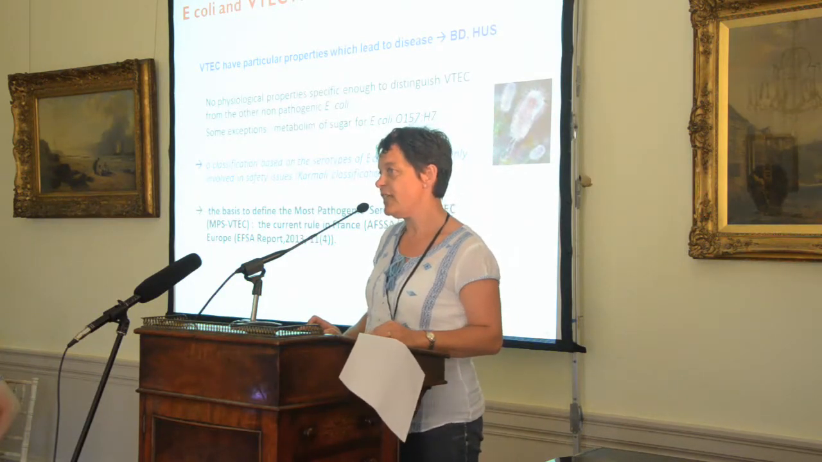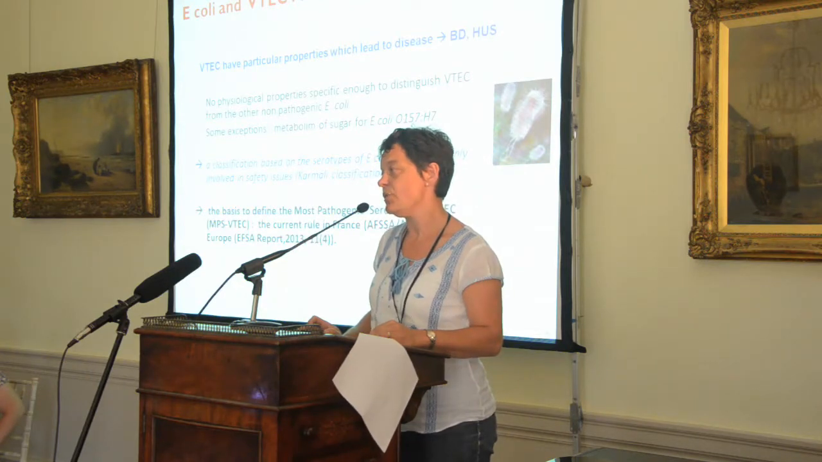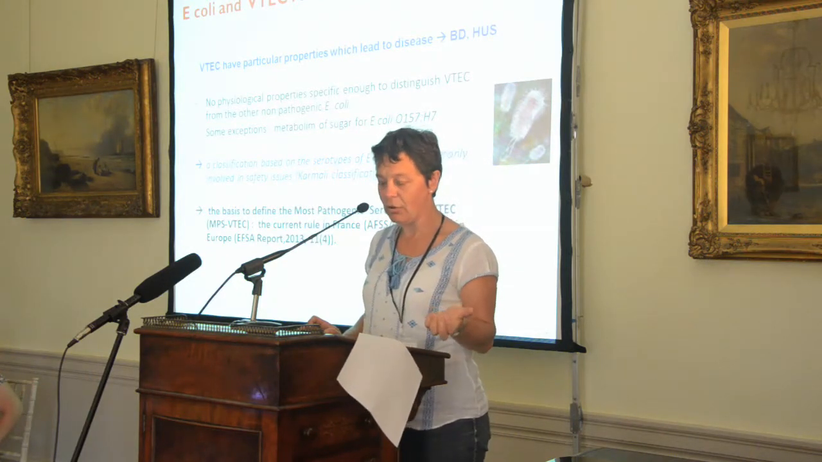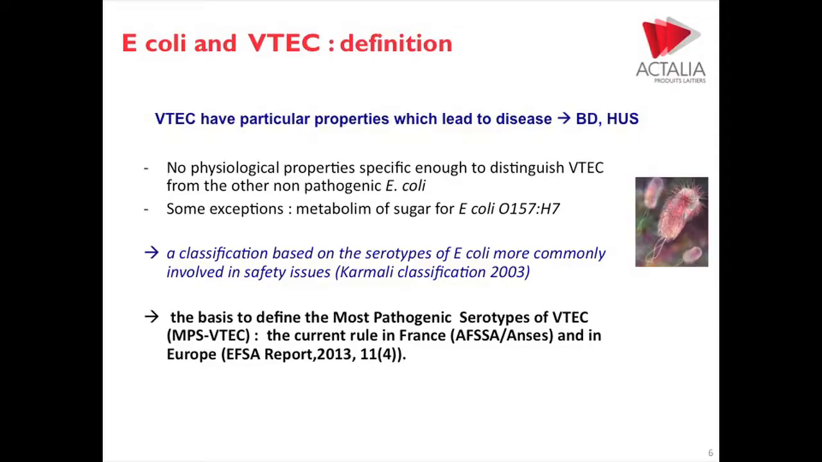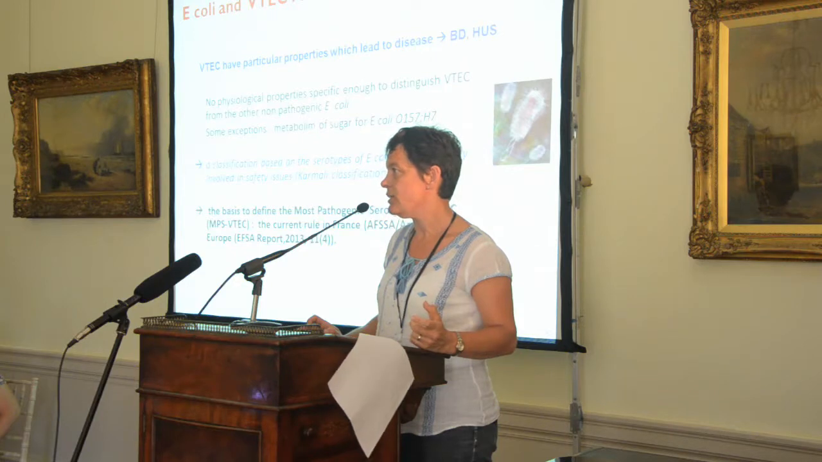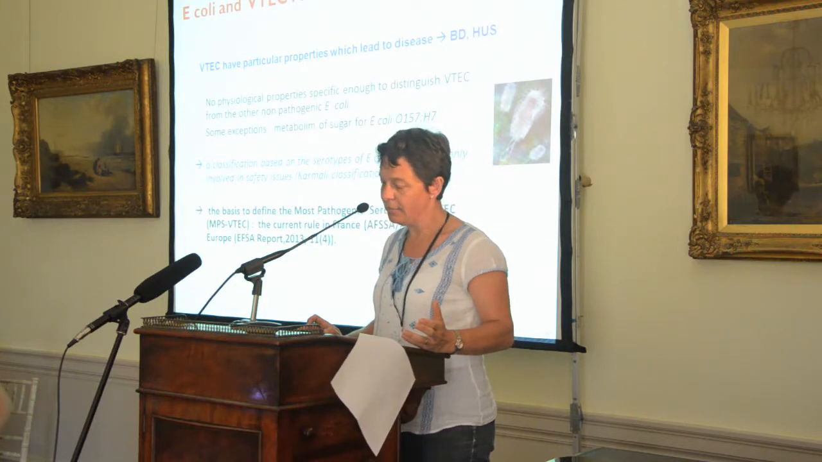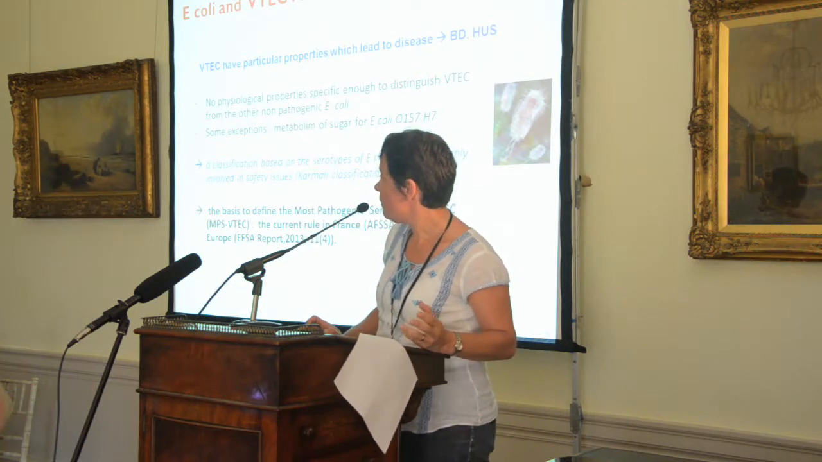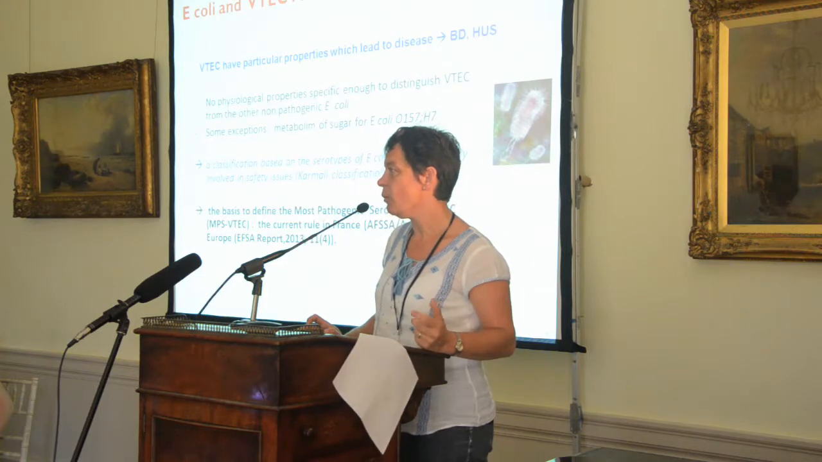When we are speaking about VTEC, the problem to recognize them and to separate them from the whole range of E. coli is that they've got no particular physiological properties that will facilitate the distinction between E. coli bacteria and VTEC bacteria. There's a little bit of exception for E. coli O57. We've got a particular sugar metabolism, but otherwise the other VTEC are not quite different from a physiological point of view from the other E. coli.